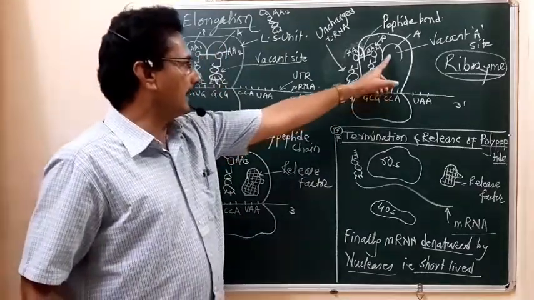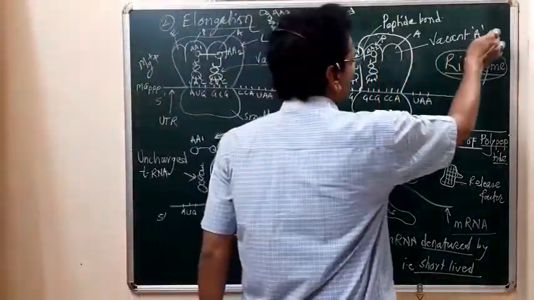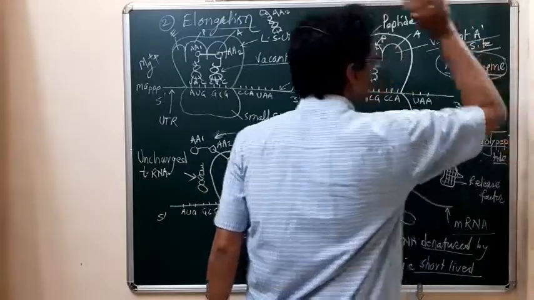So the A site becomes vacant. So because of that the A site becomes vacant. So this is the vacant A site.